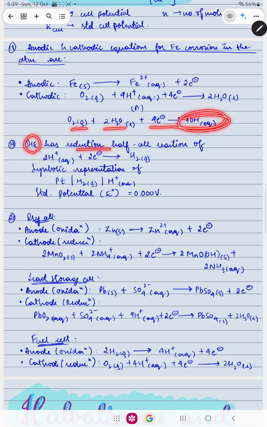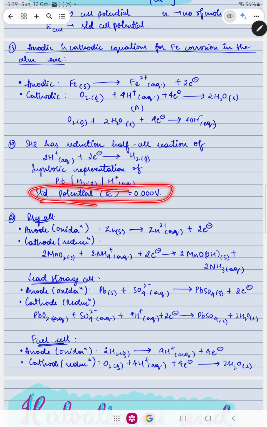And SHE has reduction half cell reaction of 2H plus 2 electrons gives H2. Symbolic representation is this, and standard electrode potential, you know, it's 0 volt. SHE has reduction half cell reaction, symbolic representation, standard.